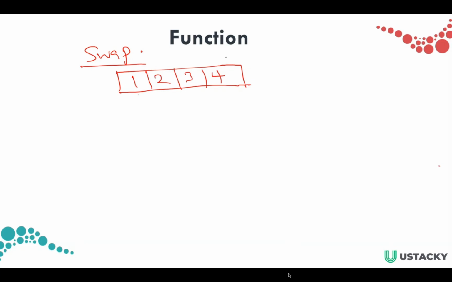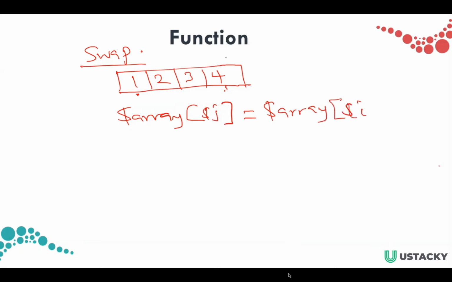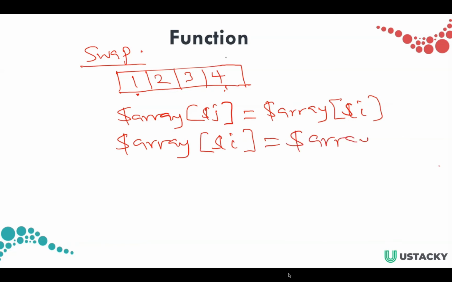So to swap this value to this and this to this, the first thing that is likely to come to your mind is writing a statement like this: array $j should be array $i, and array $i should be the same thing as array $j. Well, this is wrong.